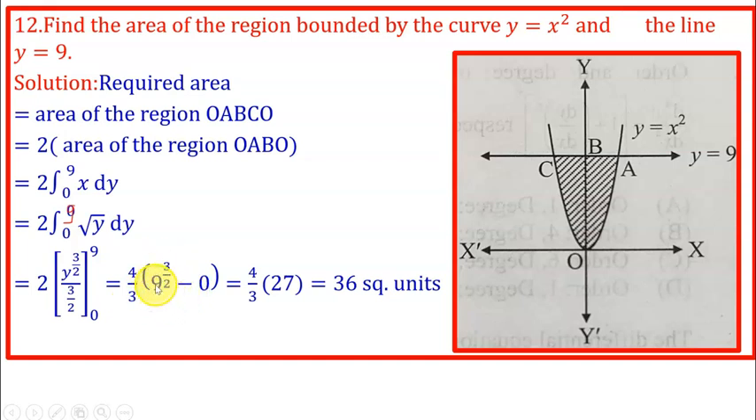9 raised to 3 by 2, 9 means what? 3 raised to 2. 2 get cancelled, 3 raised to 3 means what? 27. 4 by 3 into 27. Then after simplification, you will have 9 into 4, that is equals to 36 square unit.